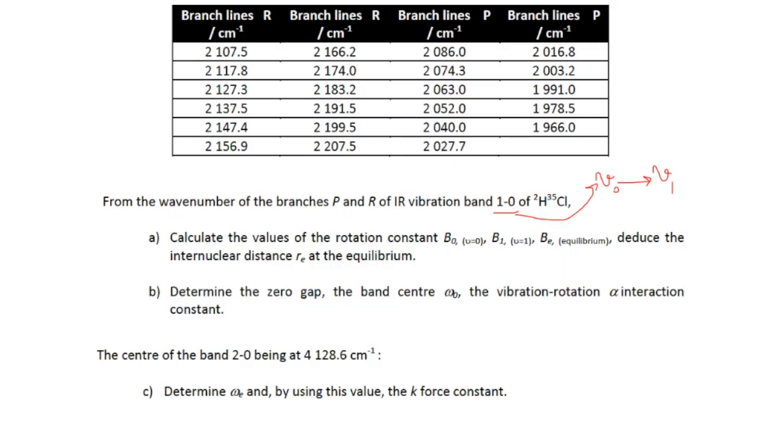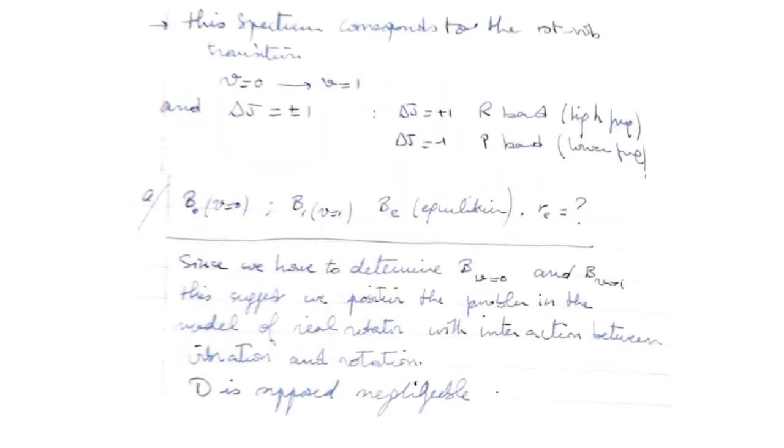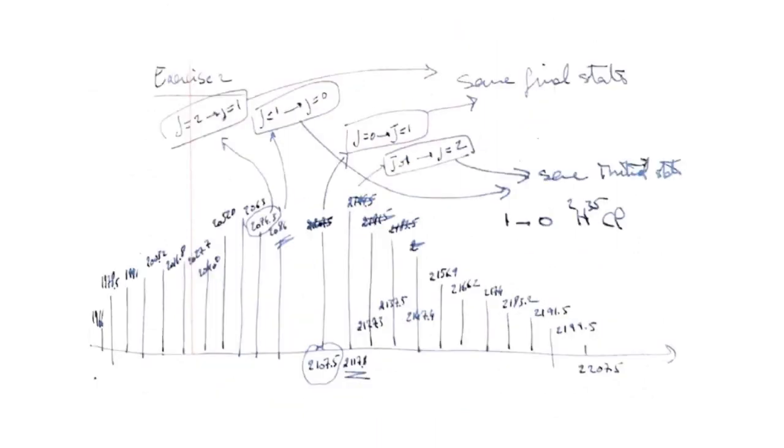So the question is, calculate the values of the rotation constant B0, corresponding to V equals 0, B1 corresponding to V equal 1, and B equilibrium, and then deduce the internuclear distance Re at the equilibrium. So let's take them part by part. First of all, since there is a B0 and there's B1, then B is not constant. When does that happen? Since we have to determine the B_V for 0 and 1, this suggests that we are, in this problem, considering the model of the real rotator with an interaction between vibration and rotation. It's not said in the exercise, so we're writing it here: D is supposed negligible.